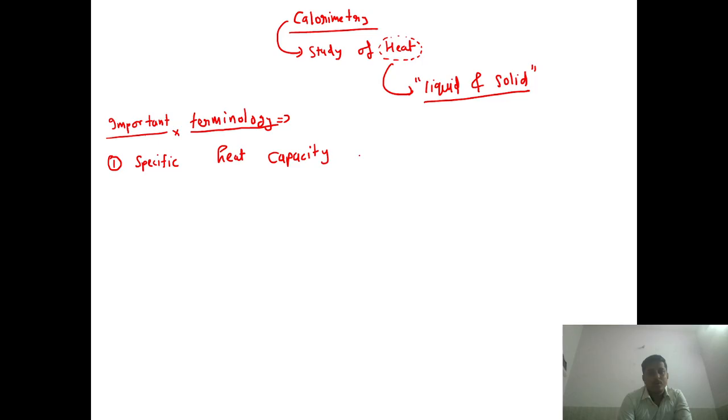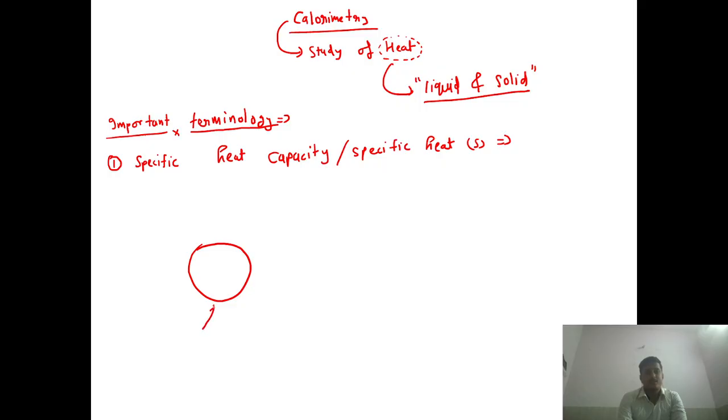This is also represented as S, and if we say specific heat, both are the same thing. If it is written like this, that is also the same thing. Specific heat or specific heat capacity, both are the same thing. This is denoted by the symbol small s. Okay, so let's begin.